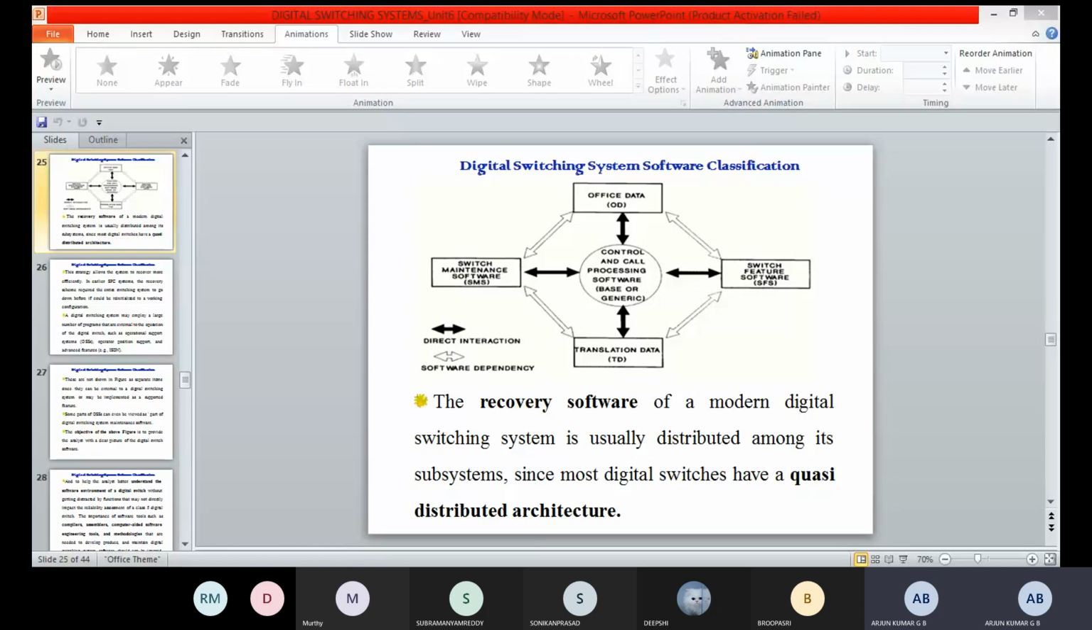Again, similarly, how many customers are connected in the particular central office, we get this data through the translation data. That's why, for future specification, when we are extending the central office, or installing a new central office in a particular area, based on this data we can select the size of that particular DSS.